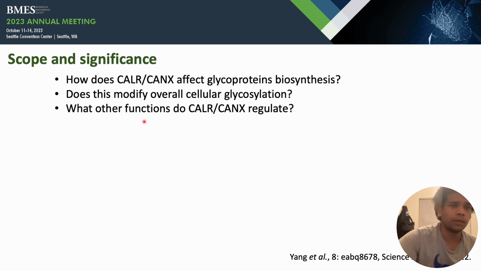So what is the scope and significance of this study? The first question that we asked is, what are the glycoproteins affected by calnexin and calreticulin in their biosynthesis? The second question is whether it modifies any cellular glycosylation pathway or not, and whether there is any other function of calnexin and calreticulin where they play an important role.